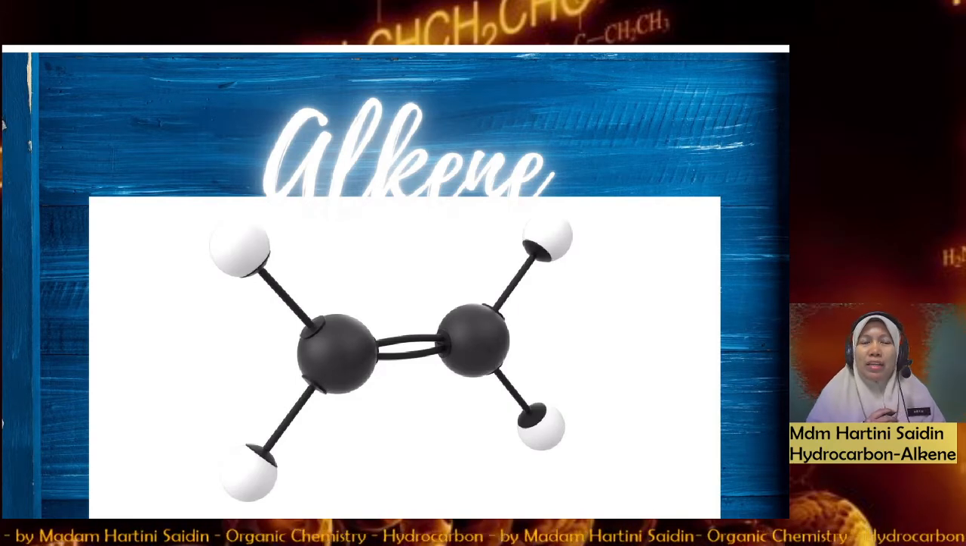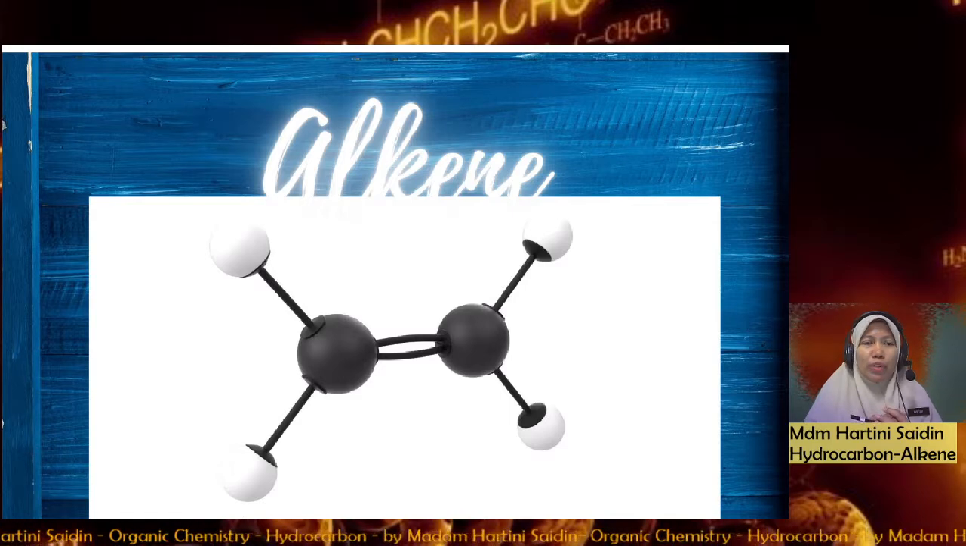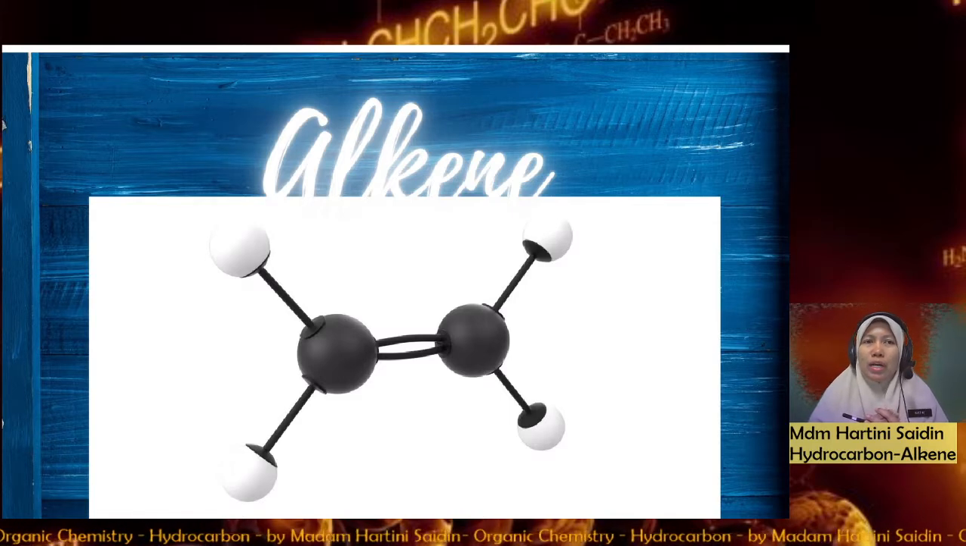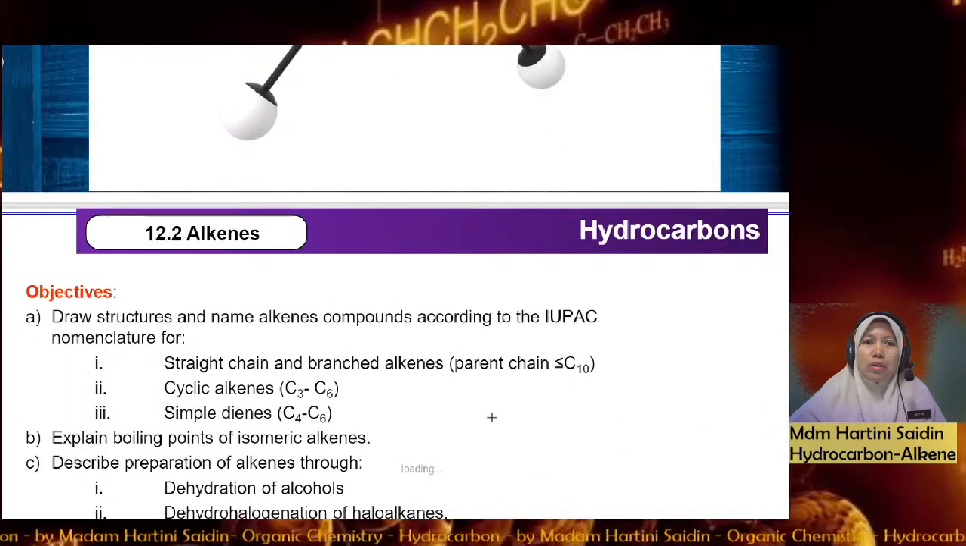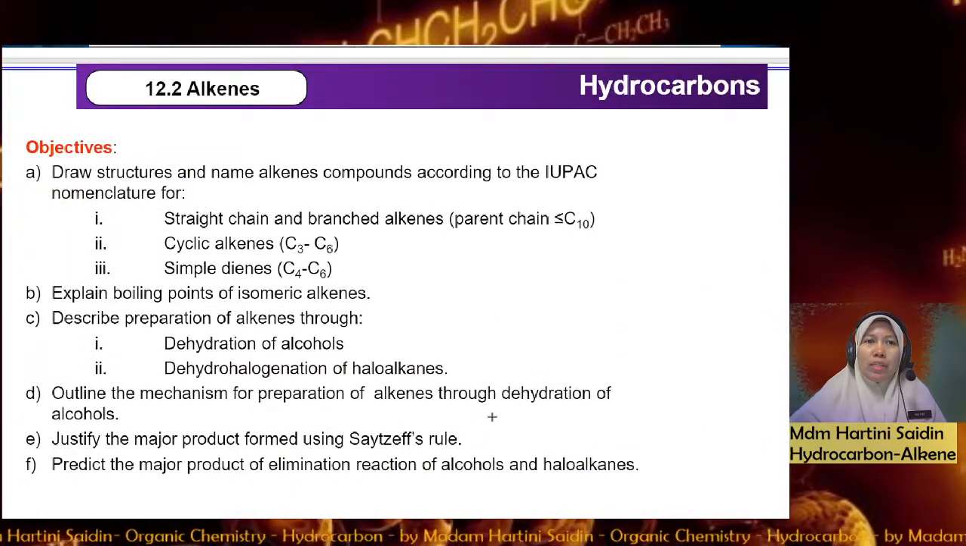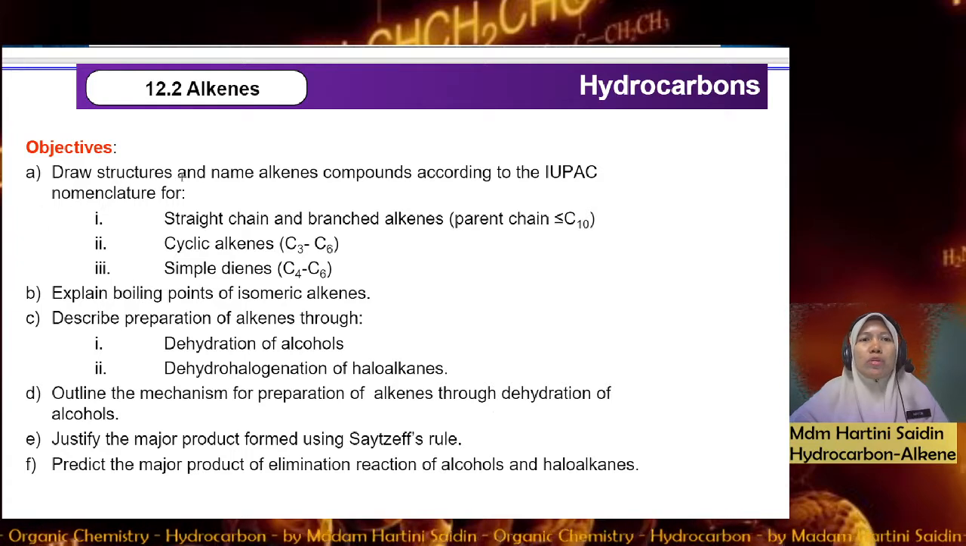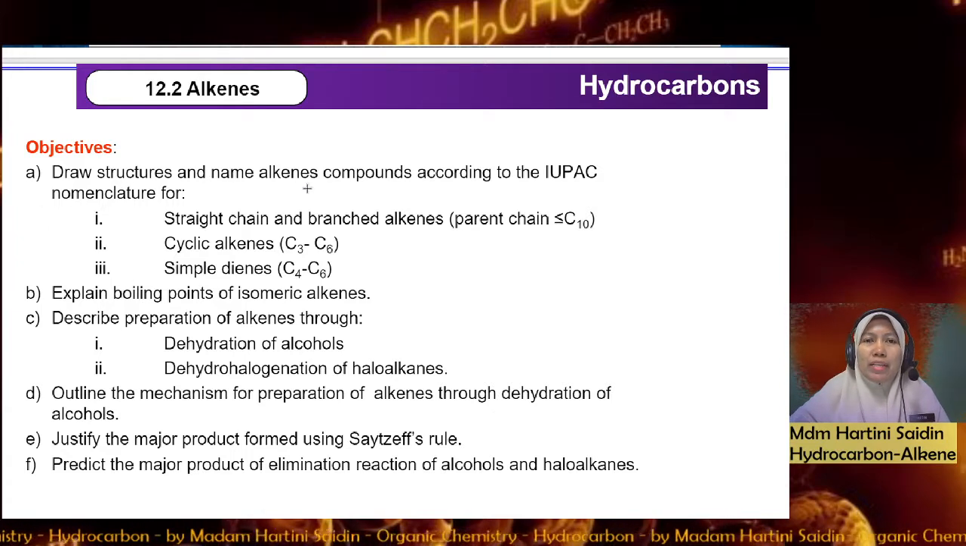Pada hari ini, kita akan masuk kepada topik hydrocarbon iaitu bahagian kedua, alkene. So, in this topic, the objectives are: A, draw structures and name alkene compounds according to the IUPAC nomenclature for straight chain and branched alkenes, where the parent chain is equal or more than 10.